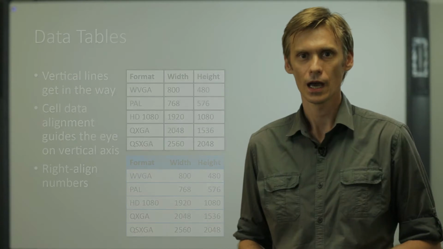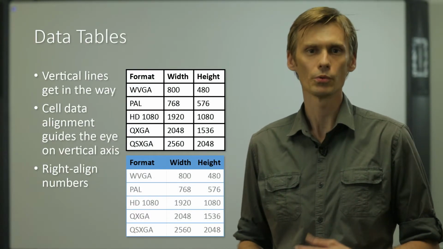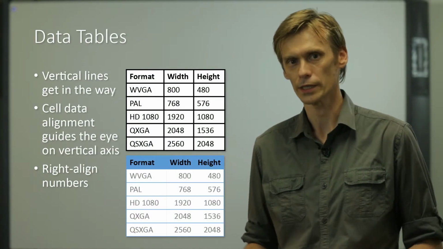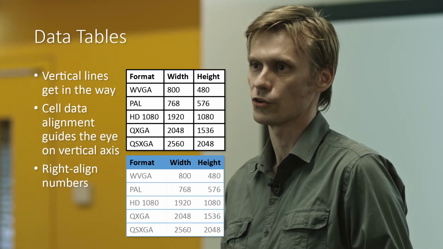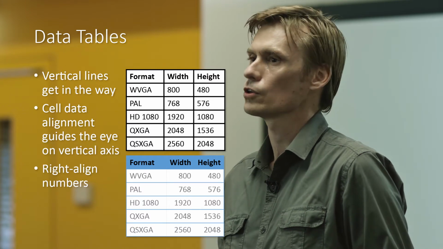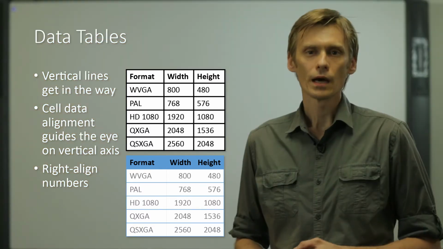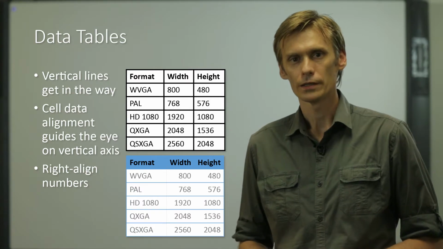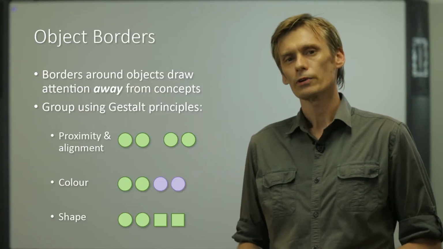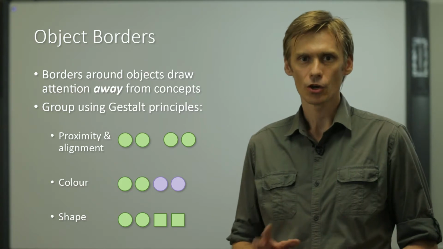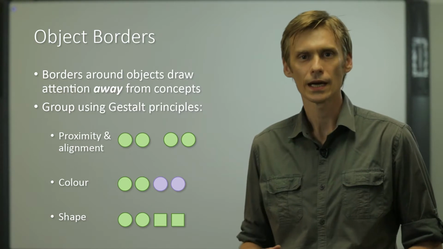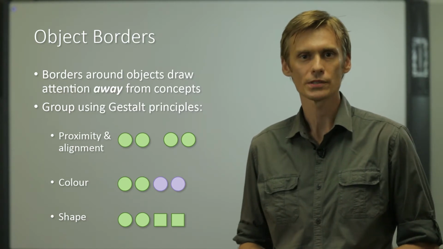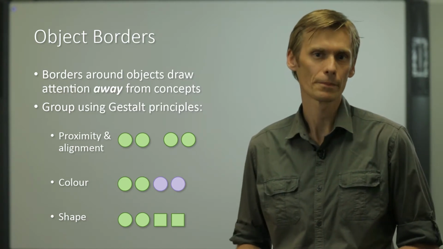Optical illusions can also occur where dark lines intersect, and vertical lines in data tables block the eye from comparing data horizontally. Cell data alignment is usually enough to guide the eye along the vertical axis, so the vertical lines are not needed. Numbers are easier to compare when right aligned. Borders around objects can draw attention away from the concept you wish to depict. Gestalt theory shows us that proximity, colour and shape is an effective way to establish relationships in a visual way.